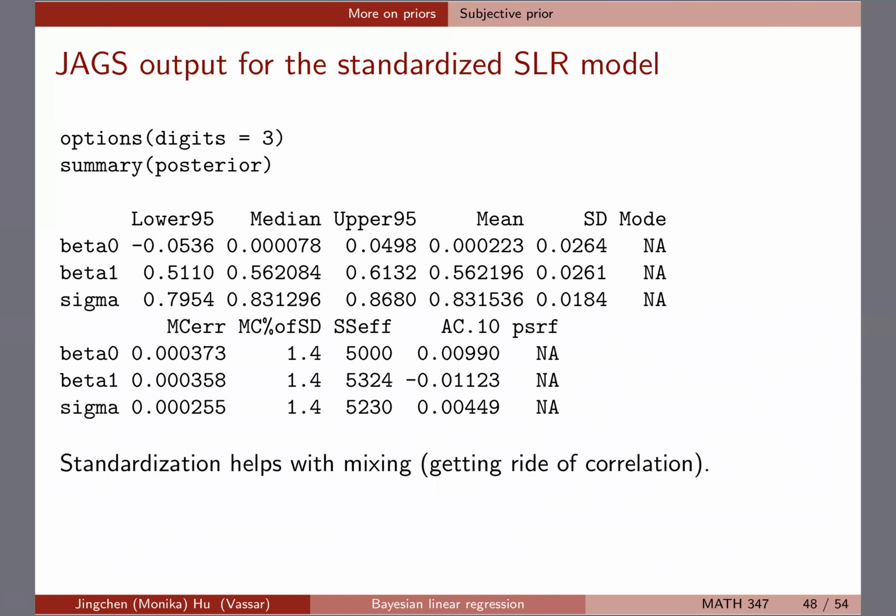Now you can see that for beta 0, 0 is included in the credible interval now, and that will be something interesting to notice. Also, I want to point to your attention that when we did the weakly informative prior, remember when we first ran it, it was super sticky for beta 0 and beta 1, and then we started to do more thinning and stuff. So standardization overall is also helpful to get rid of the correlation, so it's going to help with the mixing. This is just the first round that I did, and we didn't do any extra thinning, so it mixed pretty well in terms of the MCMC diagnostics.